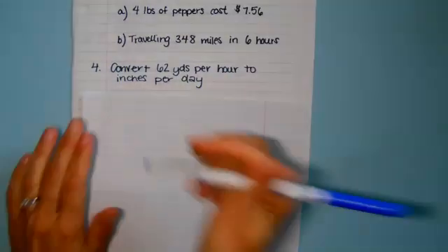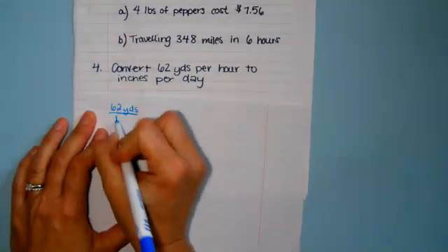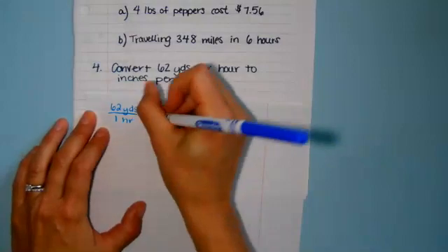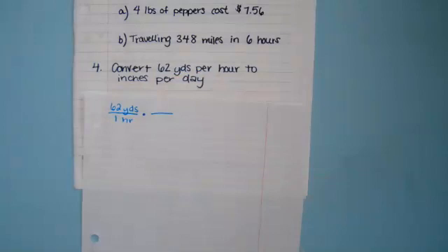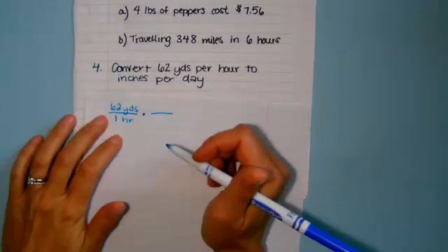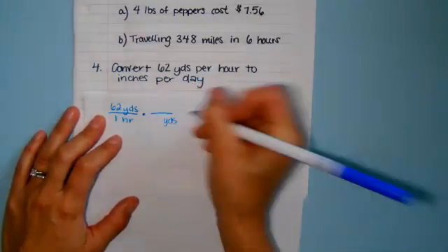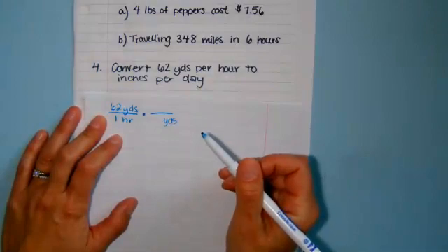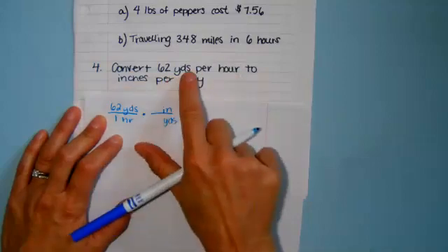Let's start with 62 yards over what? 1 hour. Good. All right, let's start our first conversion. So again, I like to go top to bottom. So I'm going to start with yards and getting rid of it. So what units are going to go on the top and the bottom of my next conversion fraction? Where does yards go on my next fraction? Okay, and what are we converting it to? That's got to go on the top. And it tells you right here, yards to inches.